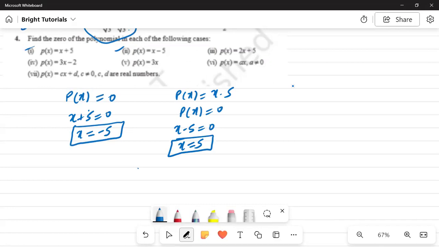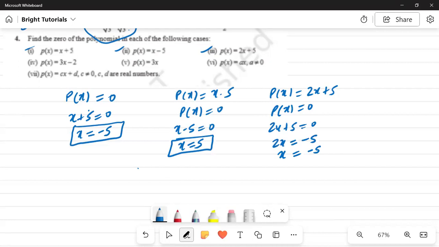Similarly, we do part number third. For doing part number third, what will we do? We will put this polynomial p(x) is equal to 2x plus 5 is equal to 0. So 2x plus 5 is equal to 0. So 2x is equal to minus 5 and x is equal to minus 5 by 2. So here minus 5 by 2 is the zero of this polynomial. Similarly, we can do part number 4 because it is pretty simple.